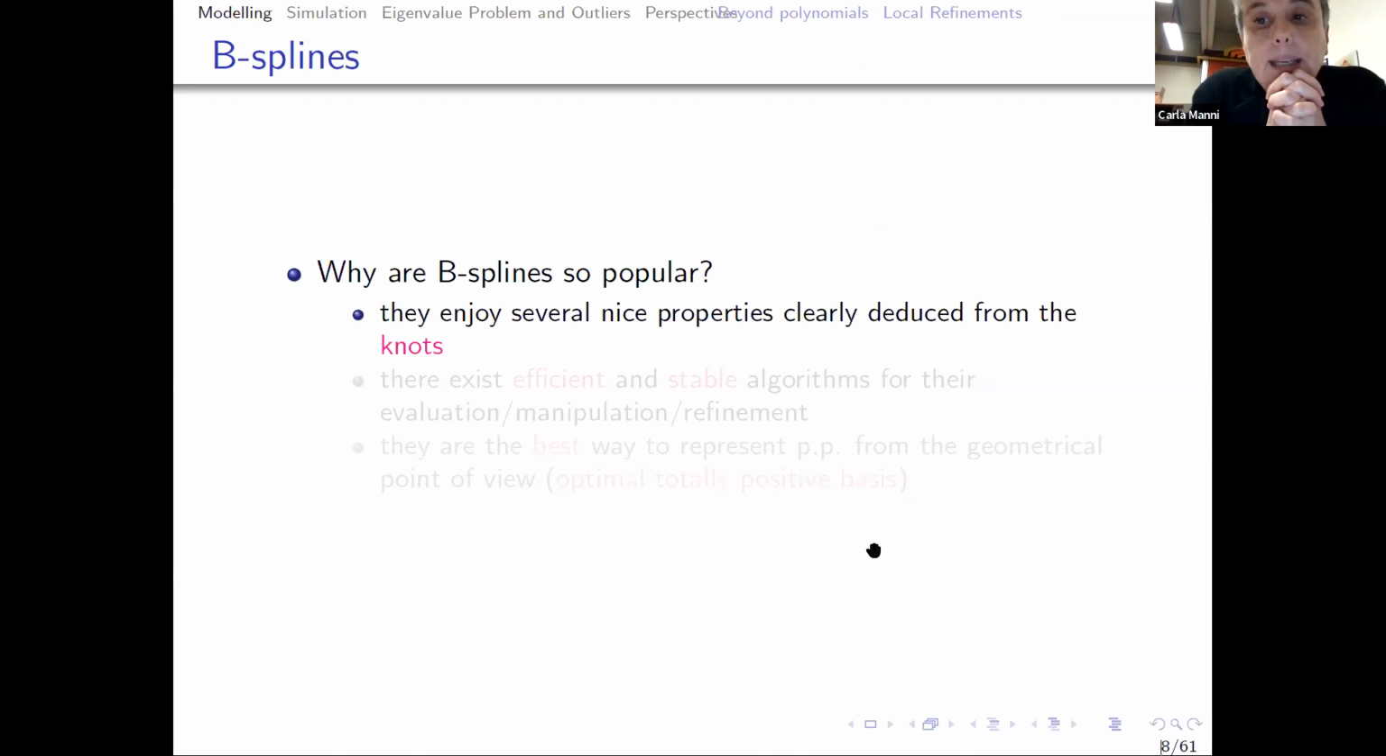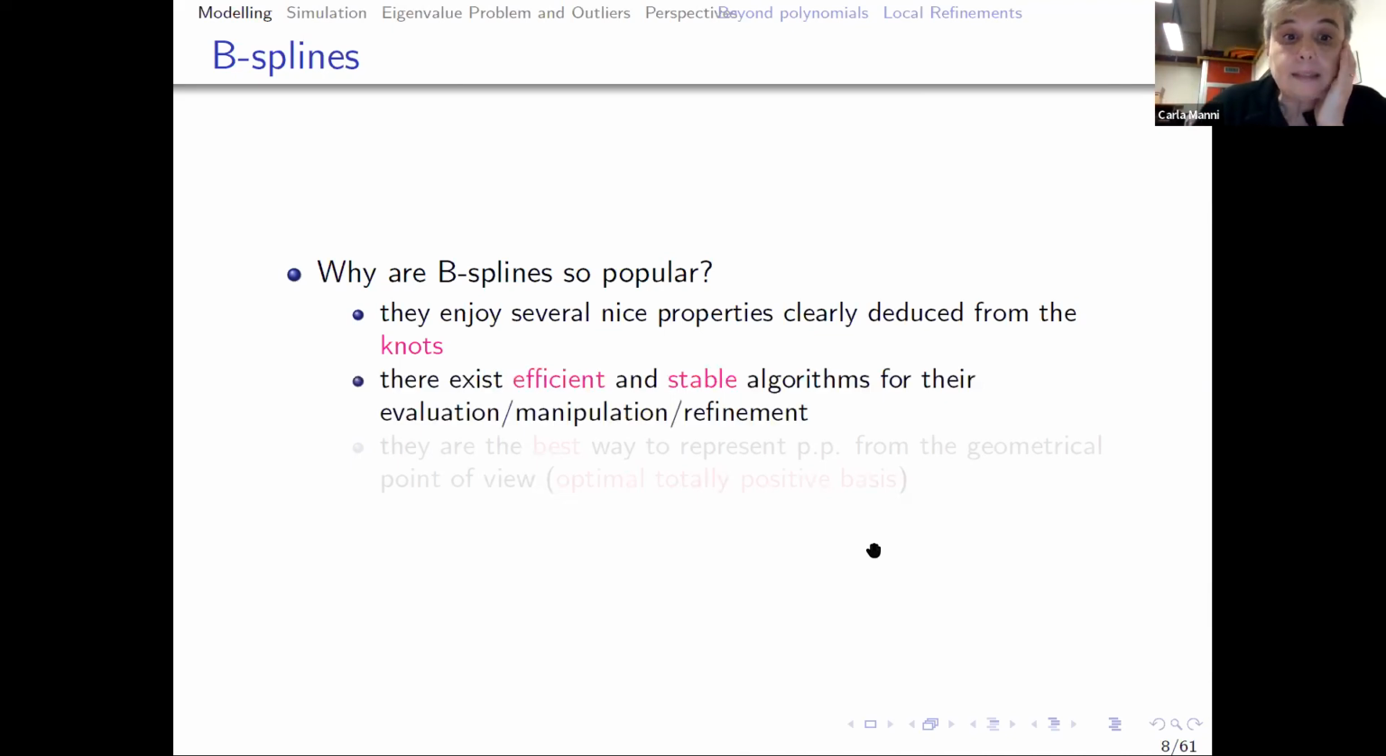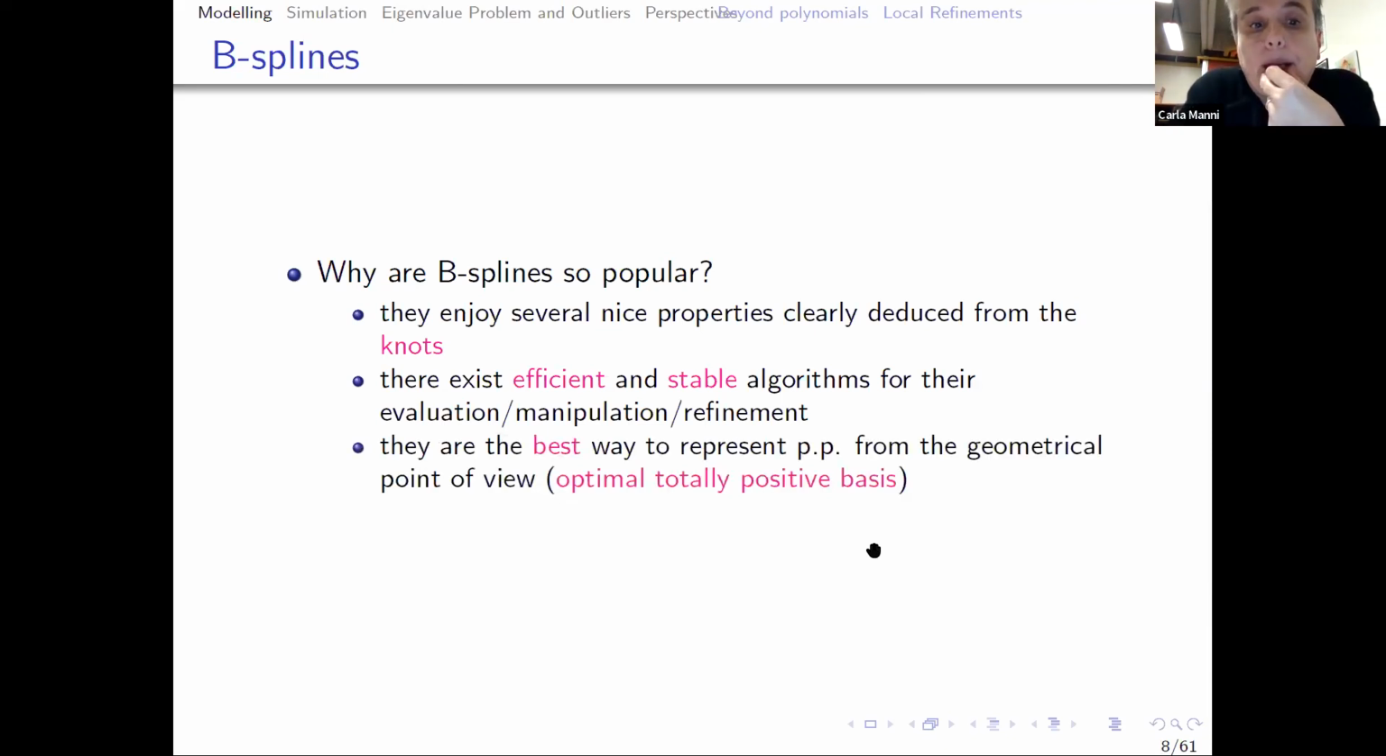As we have seen in the picture, B-splines are non-negative and they form a partition of unity. And this has very interesting consequences in the area of modeling related to the convex hull properties, as you can see in this picture. One could guess why B-splines are so popular, why they are really the core of CAD systems.